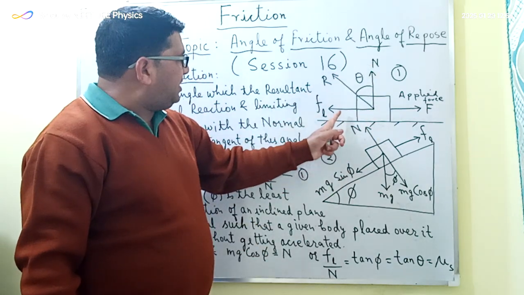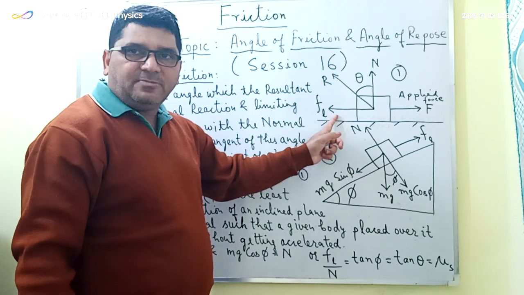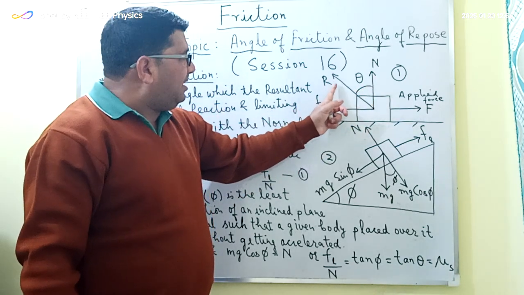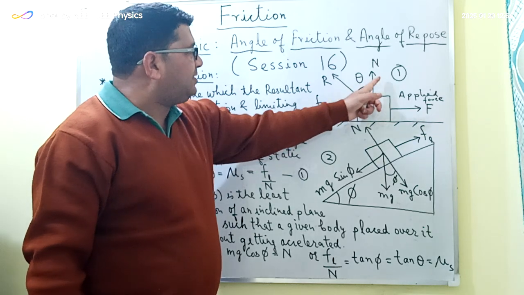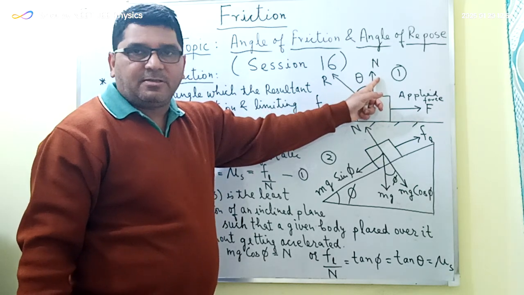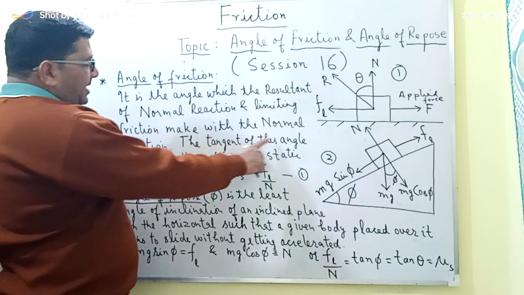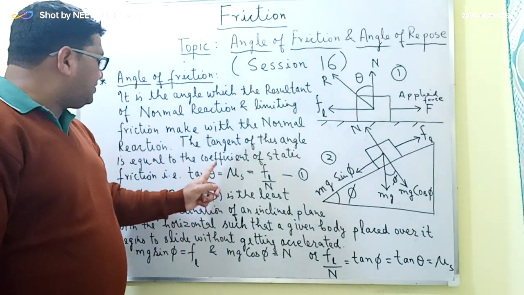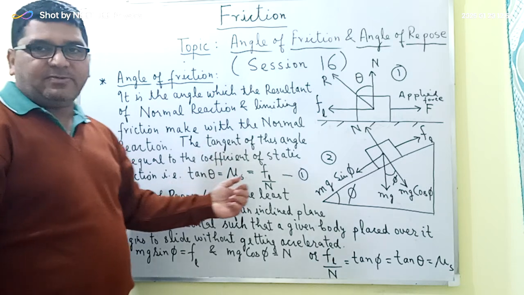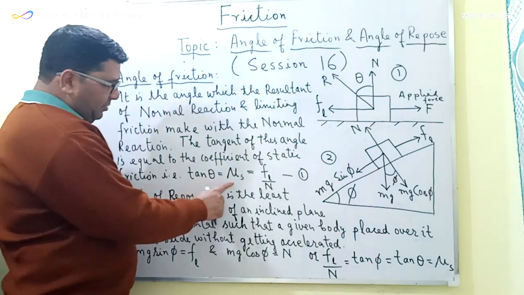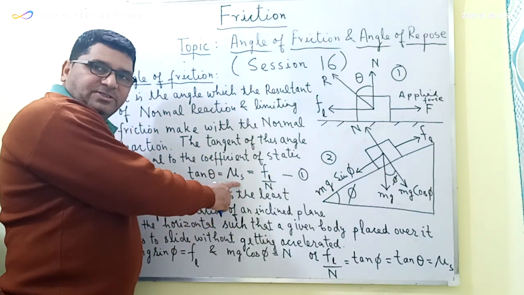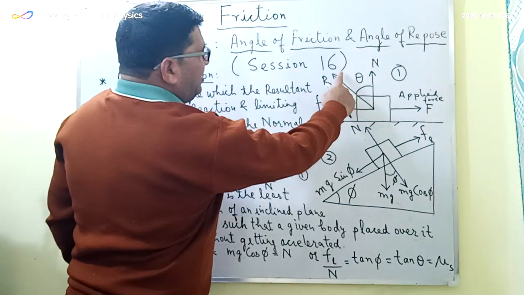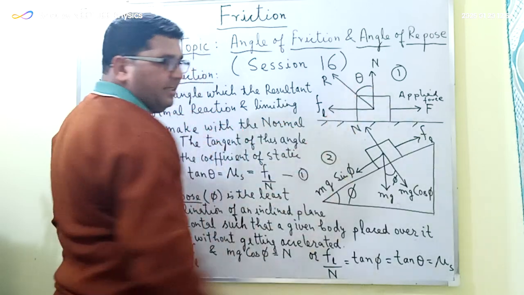So the resultant of this limiting friction and the normal reaction is R, and the angle made by this resultant with the normal is called the angle of friction. So the tangent of this angle, that is tan theta, is equal to the coefficient of static friction. That is, tan theta equals mu s, where mu s is the coefficient of static friction, and tan theta is also equal to FL divided by N.